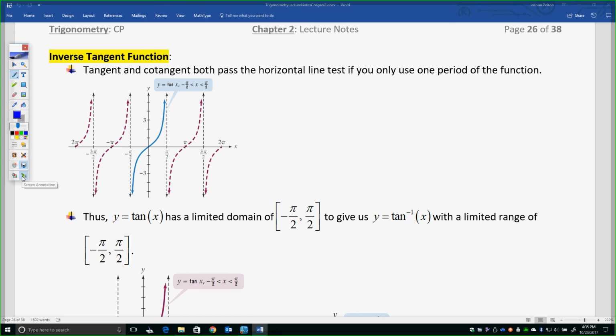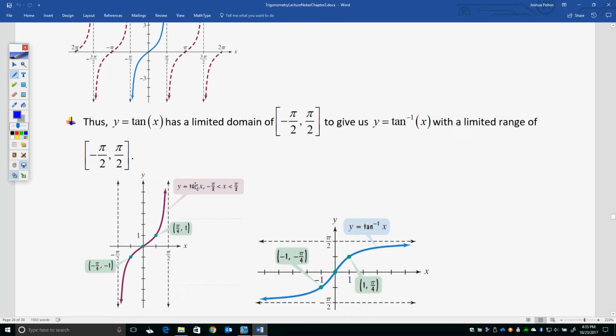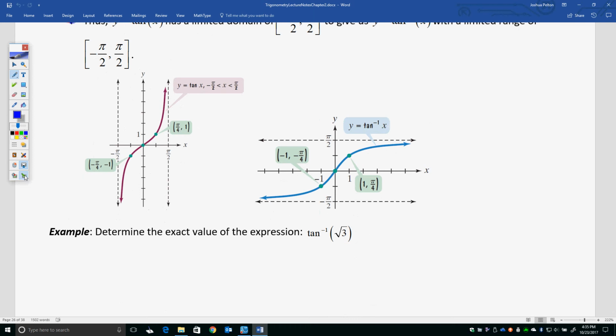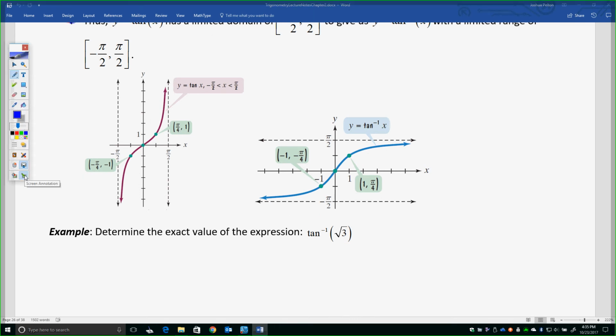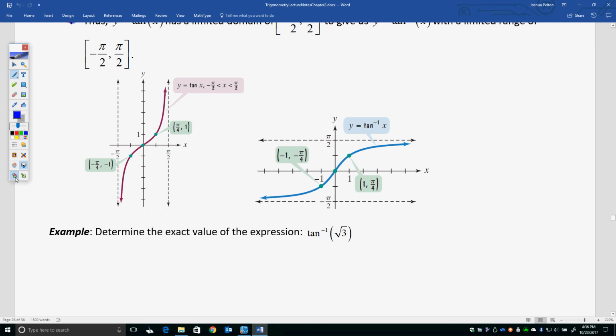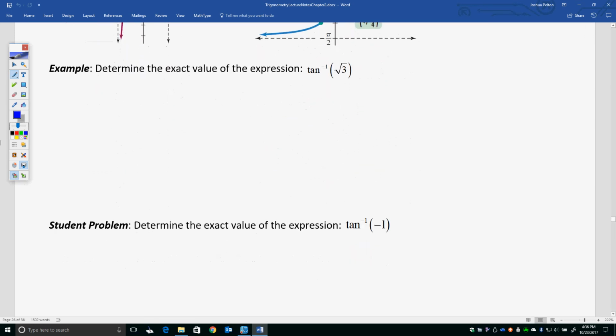Okay, so you notice now if we just do one cycle, it passes the horizontal line test. All right, so in conclusion, one cycle has a domain of negative pi over 2 to pi over 2. So the range now is negative pi over 2 to pi over 2 for the inverse, which passes the vertical line test. Therefore, it is a function. And again, likewise, we're still using the special notation for tangent. Okay, let's try some problems.